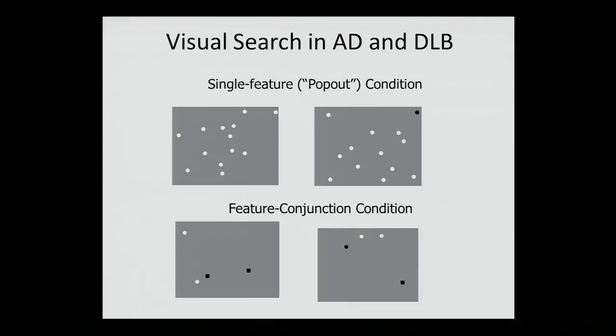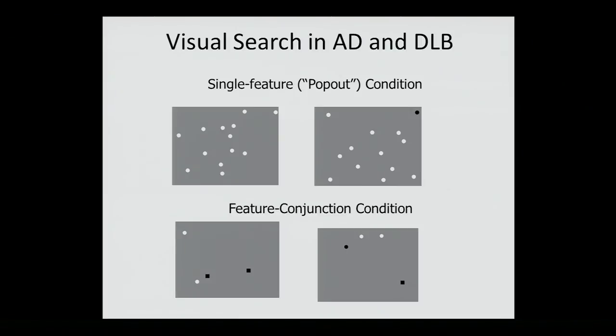Something called a single feature search, where a single feature distinguishes the target stimulus from the background noise. And you can see the person is simply looking for the presence or absence of a black dot. So in this case, the target is present. In this case, it's not. Usually when there's a single feature, there's something called the pop-out effect. And I'll explain that in just a second.